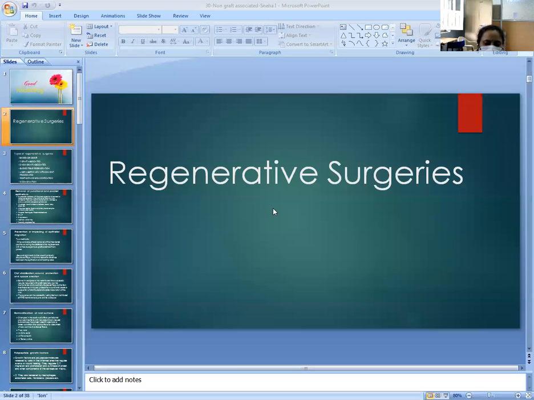When regenerative procedures are done, can any one of you tell me when we do regenerative surgical procedures? What is the line of treatment for periodontitis patients?